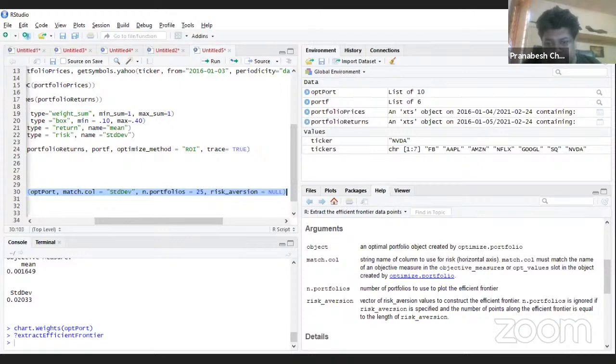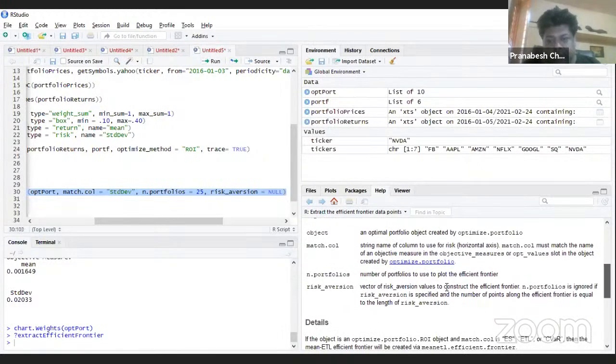Before that, let's see what risk aversion is. Basically, if you give a value, it will try to use a different combination of your portfolio. The efficient frontier is basically the most optimum value of your portfolio. It gives you the graph which shows you the most optimum value of your portfolio.